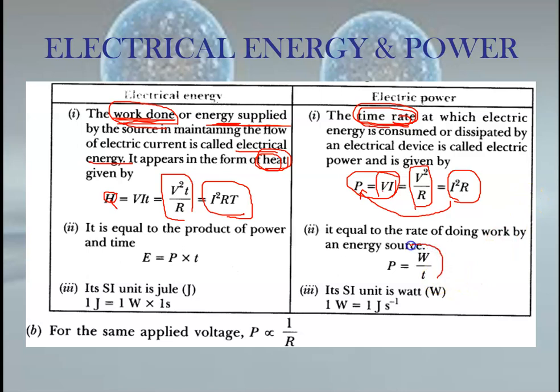Power can also be written as P is equal to W over T, where W is the work and T is time. And the SI unit of electrical power is the watt, W. You need to know that 1 watt is equal to 1 joule per second.